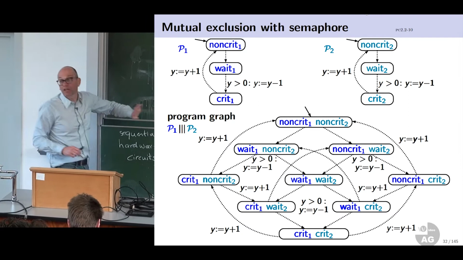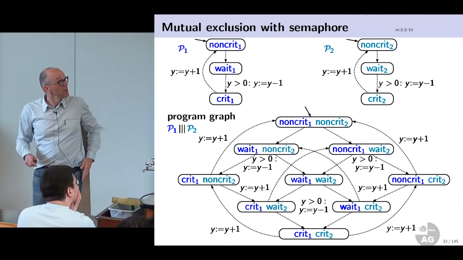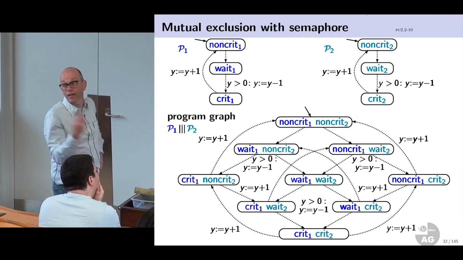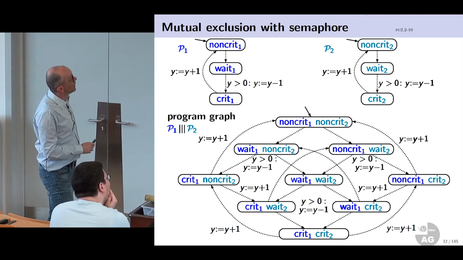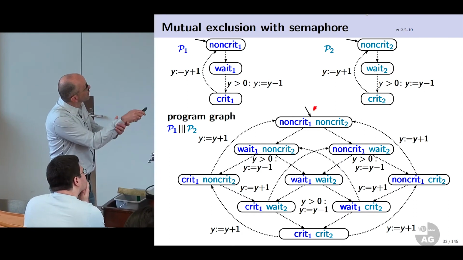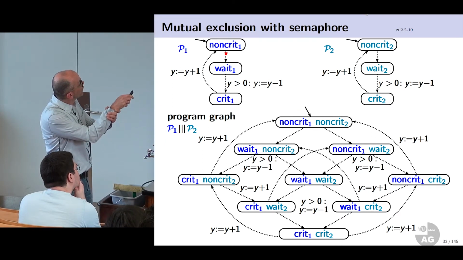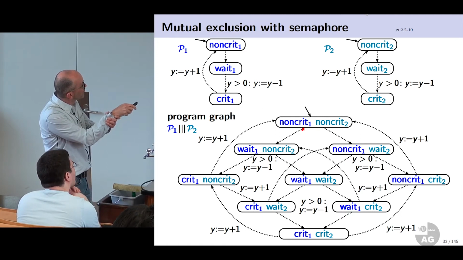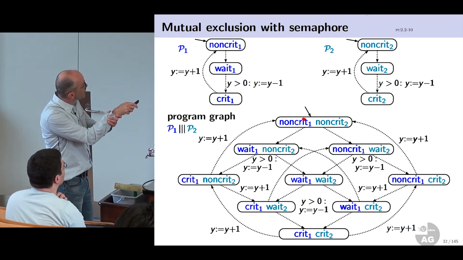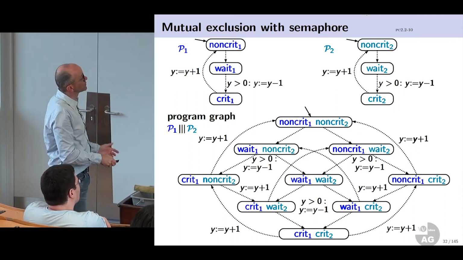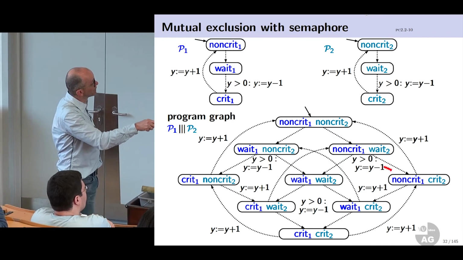Yeah, and this is just a Cartesian product. So you take this graph, 3 locations, so we get 9 locations, 3 times 3. What we see, for instance, here, initially both threads start in a non-critical section or non-critical location. Suppose we just look at the execution of one iteration of P1. This corresponds to this loop in the program graph. Similarly, symmetrically, this is the loop of the second one.